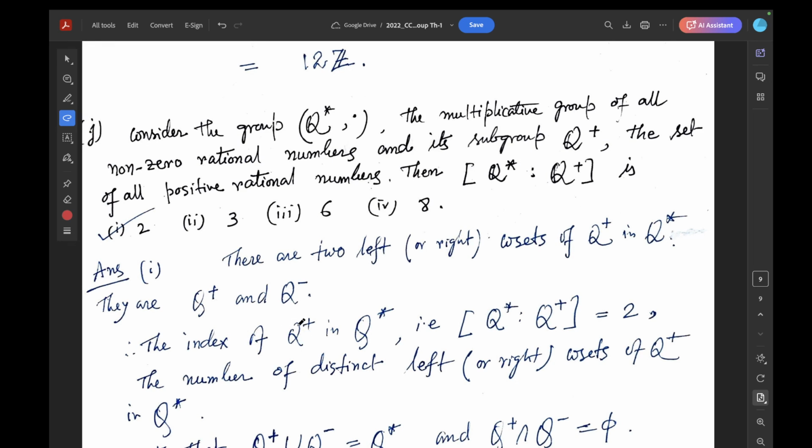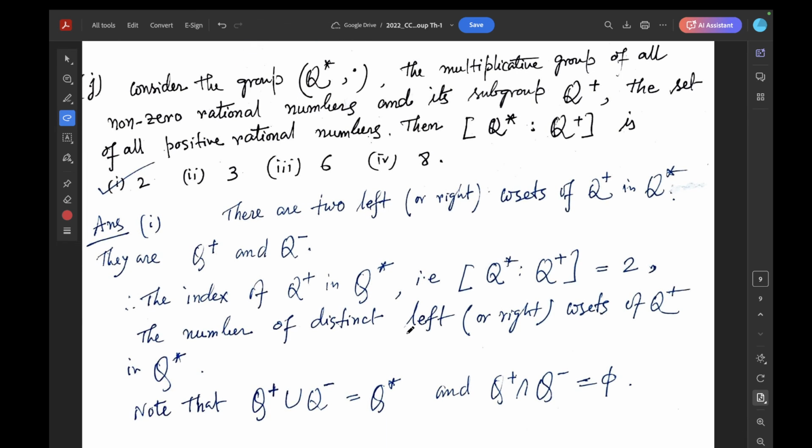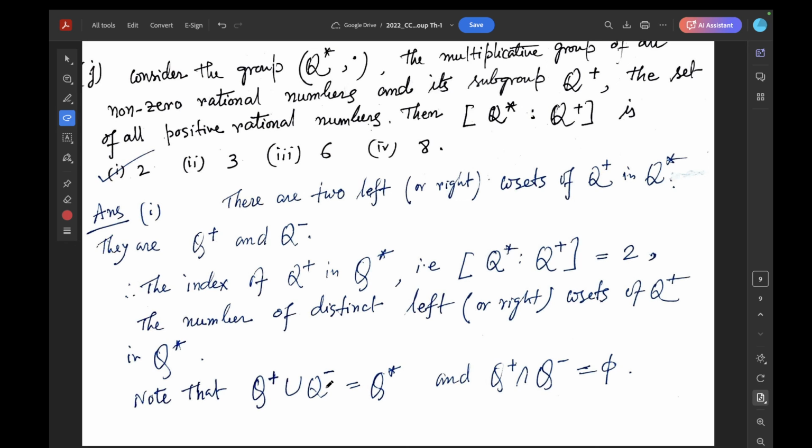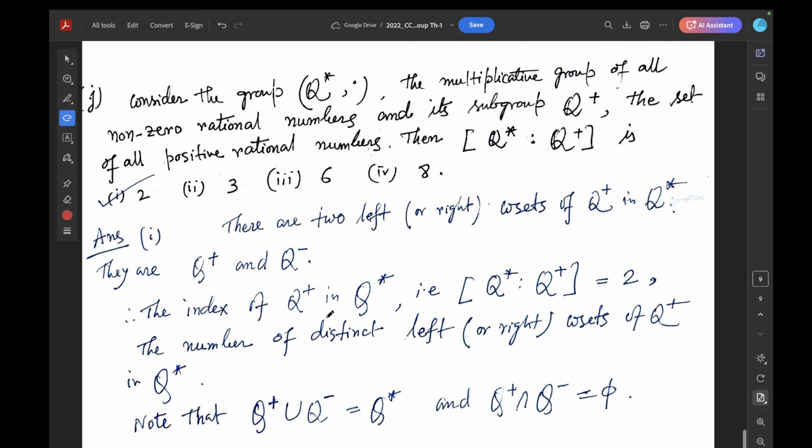The index of Q plus in Q star equals 2, the number of distinct left or right cosets. Here note that Q plus union Q minus equals Q star, the non-zero rational numbers, and Q plus intersection Q minus equals the null set. So Q plus and Q minus form a partition. So the correct option is 1. There are two left cosets or right cosets for Q plus in Q star.